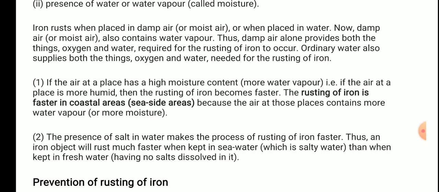Okay. So till now we studied how rusting takes place. Now, you know that it is not useful for us. Is the rusting process useful? No, it destroys the iron object. Okay. So how can we prevent rusting of iron? So the next topic is prevention of rusting of iron.